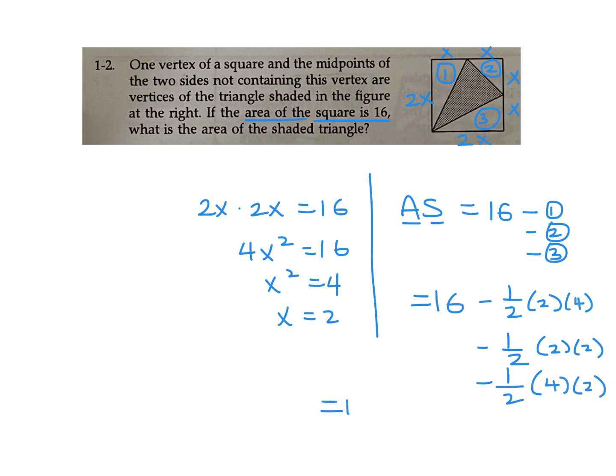And when you do this math, you'll get 16 minus 4 minus 2 minus 4. And that's 16 minus 10, which is 6. And that would be the area of the shaded region.